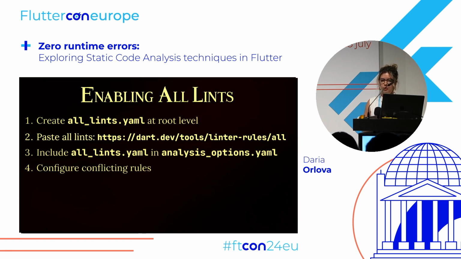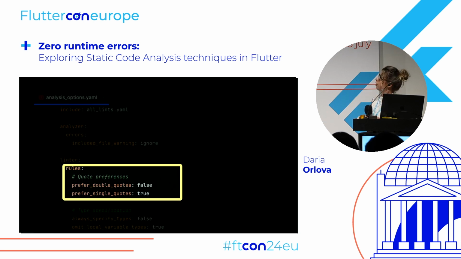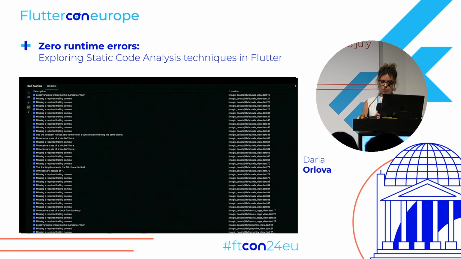So our next step is to configure the conflicting lints. We specify them under the linter tag in our analysis options.yaml file and turn them on or off via Boolean flag. We also need to ignore these warnings in the analyzer so that they don't flood it, because we have already explicitly configured them. Finally, we can see that now we have 163 hints more, and this time they do contain missing comma warnings.